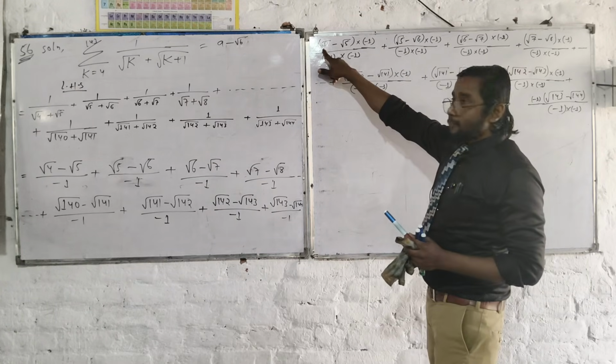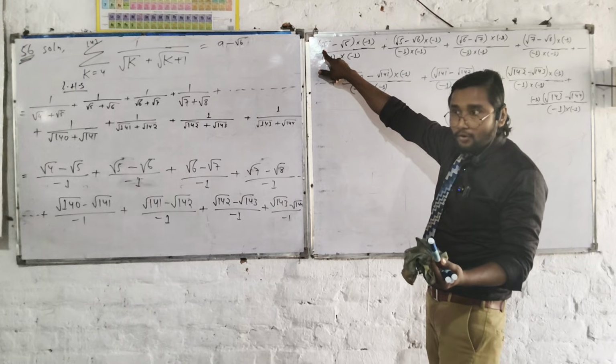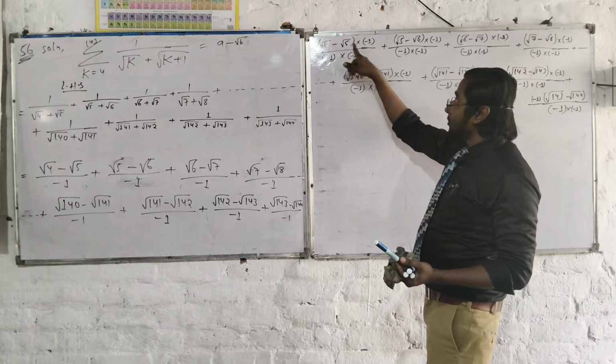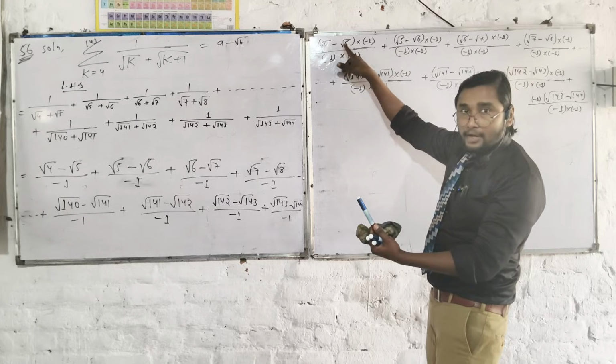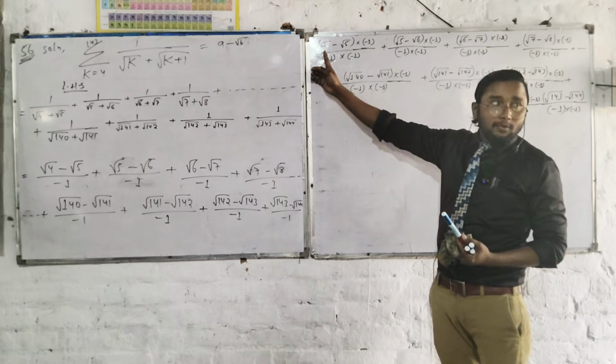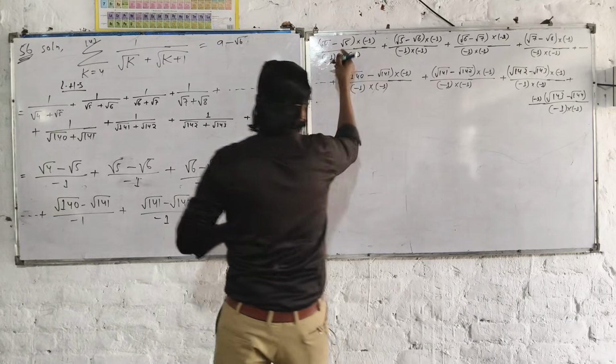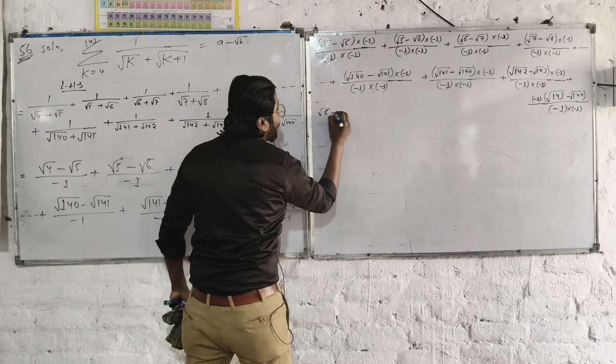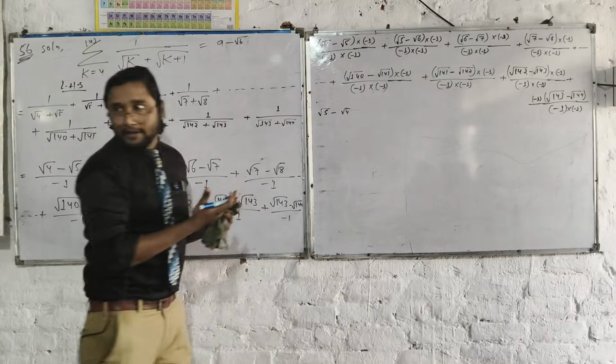Minus 1 multiply with the plus root 4. It will be minus root 4. And minus 1 multiply with the minus root 5. It will be positive root 5. This will be positive root 5, and this will be negative root 4. So you tell me, root 5 minus root 4. Directly it will be written here.